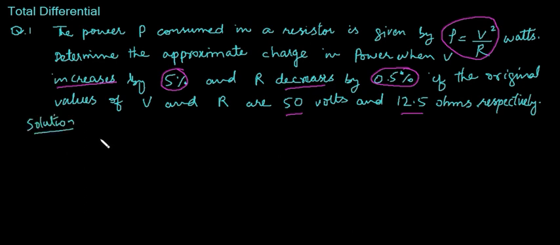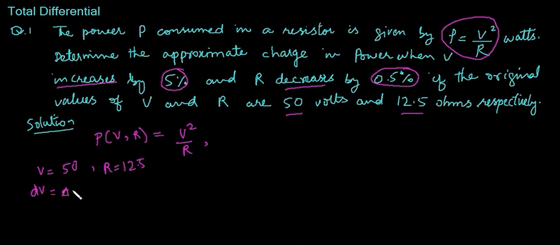Now the point to note here is that the function P is a function of two variables V and R, defined by V square divided by R. The second thing is that the value of V is 50 and the value of R is 12.5, and if V increases, there is the value dV, that is also delta V, and that is 5% of the original, means 5 into the original value, that is 50, divided by 100. So if you simplify, you will get 25 divided by 10, and then this will be equal to 2.5.